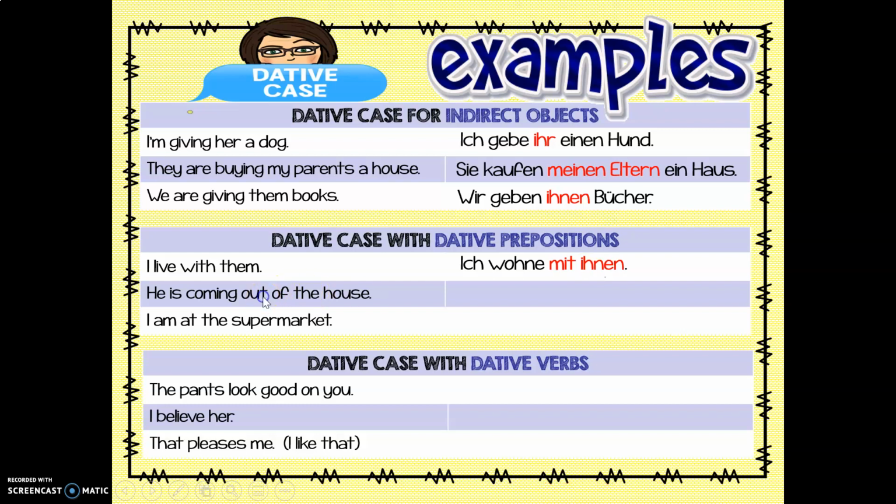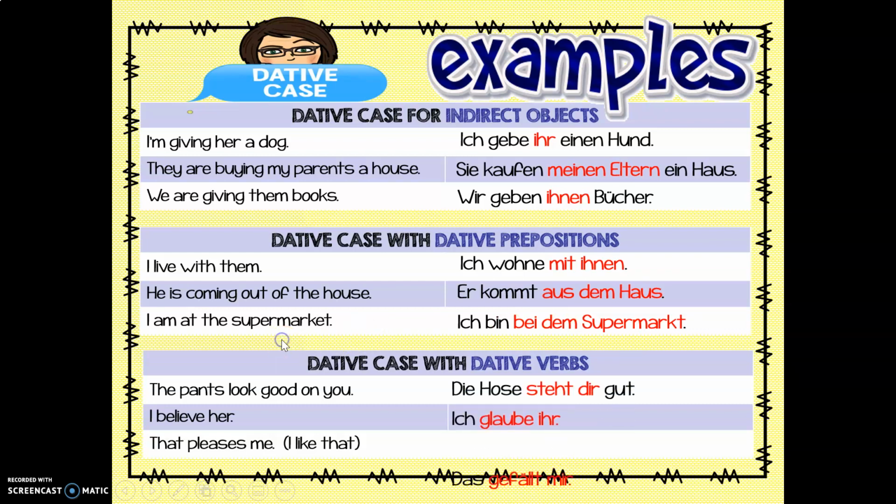Ihnen. He's coming out of the house. Er kommt aus dem Haus. It is das Haus. So aus dem, aus says I'm a dative preposition, so this has to be dative. Aus dem Haus. I am at the supermarket. At the supermarket is your prepositional phrase, and the preposition is bei. Bei is one of the dative prepositions, so it's der Markt, so it becomes dem Markt.